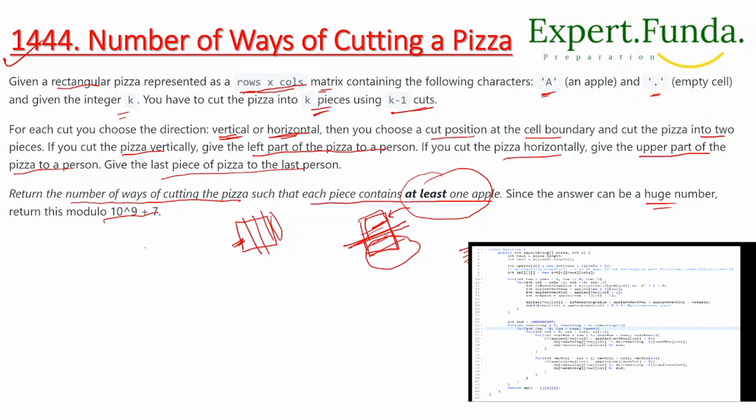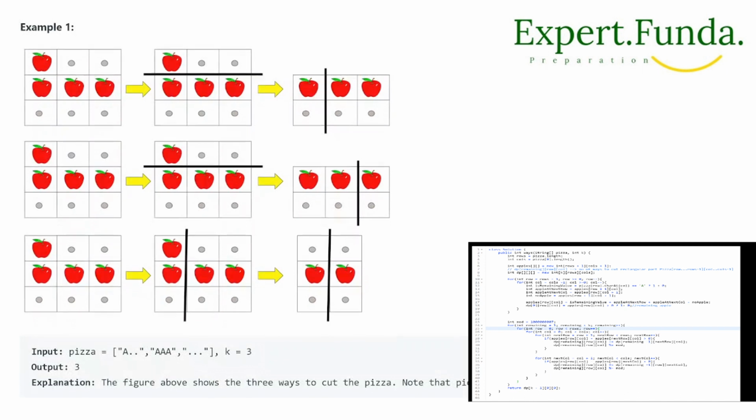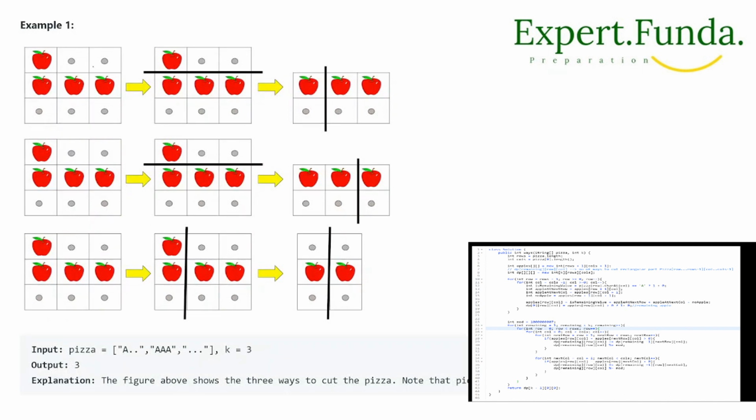The number of ways is asked because there are two ways, either you can cut vertically or horizontally, so there are many possibilities for placing each apple in a piece. Let's first understand the second example, and then we will understand this one. In the example, you can see we have these apples, and here it's empty, where you see this dot.